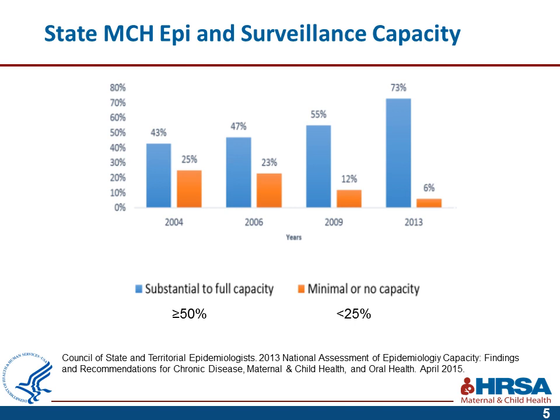So as a result, hopefully, of all these efforts, we have seen improvement in data capacity. This is an assessment done by CSTE. It really shows that MCH EPI capacity has grown over the last decade. So states with at least 50% capacity for MCH EPI and surveillance increased from 43 to 73%, and states with minimal or no capacity decreased from 25 to just 6%.